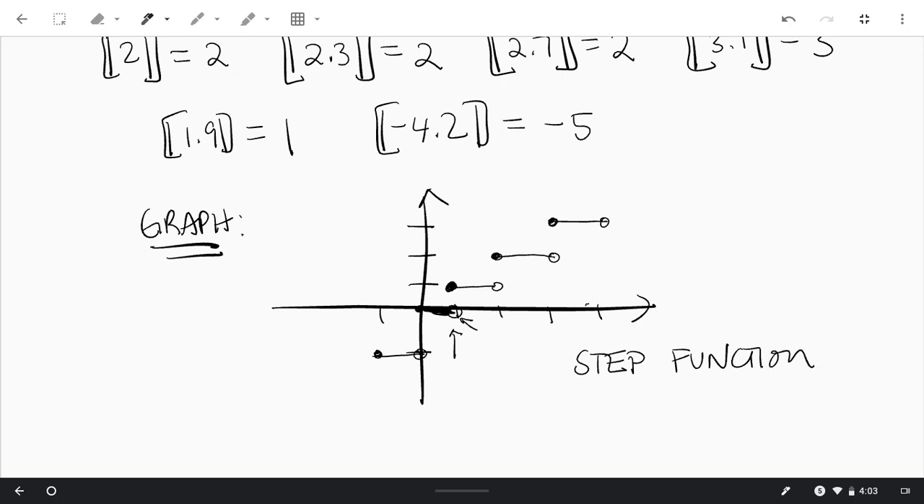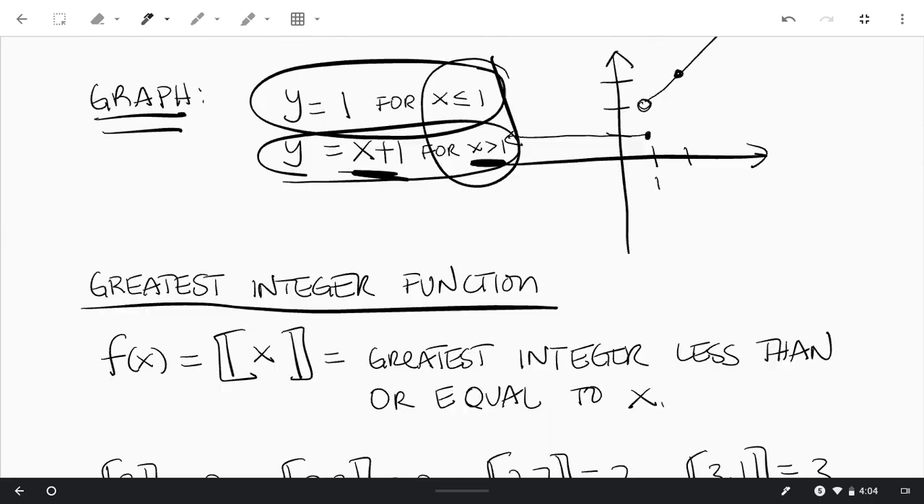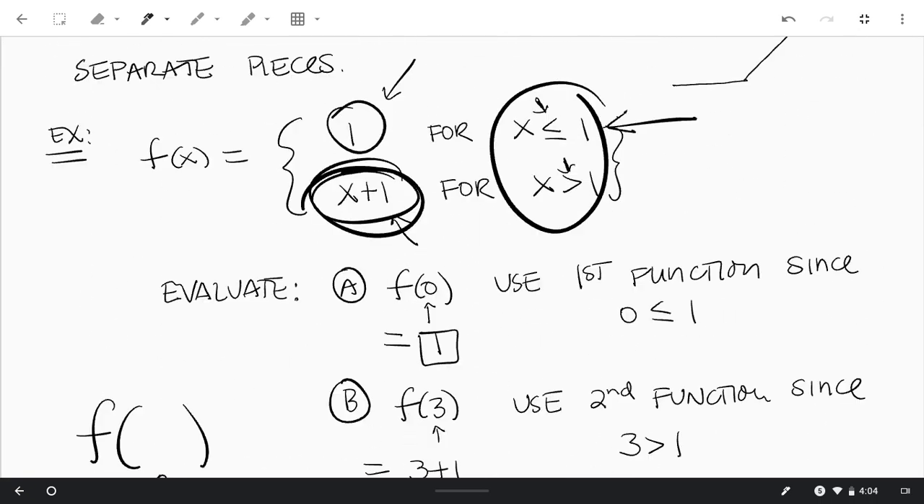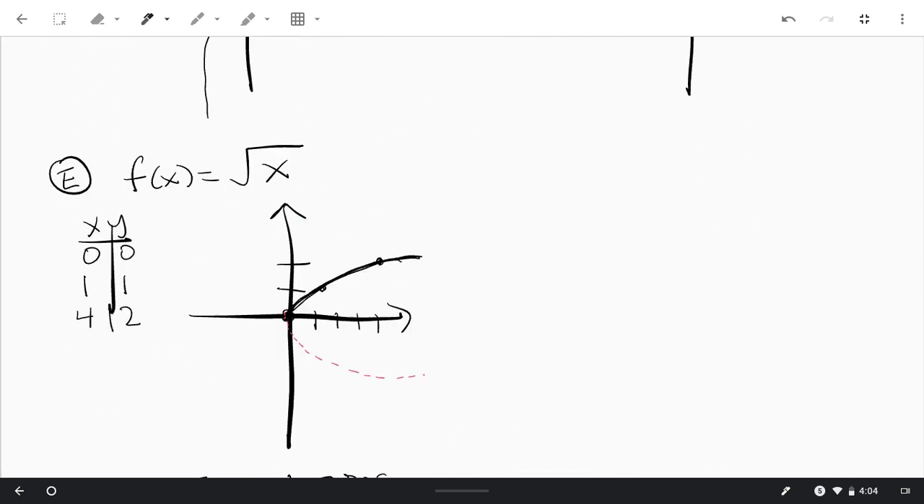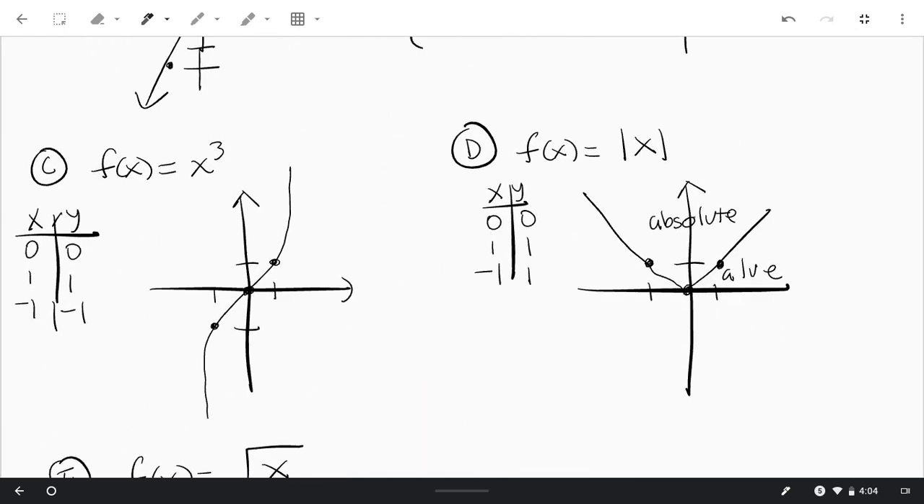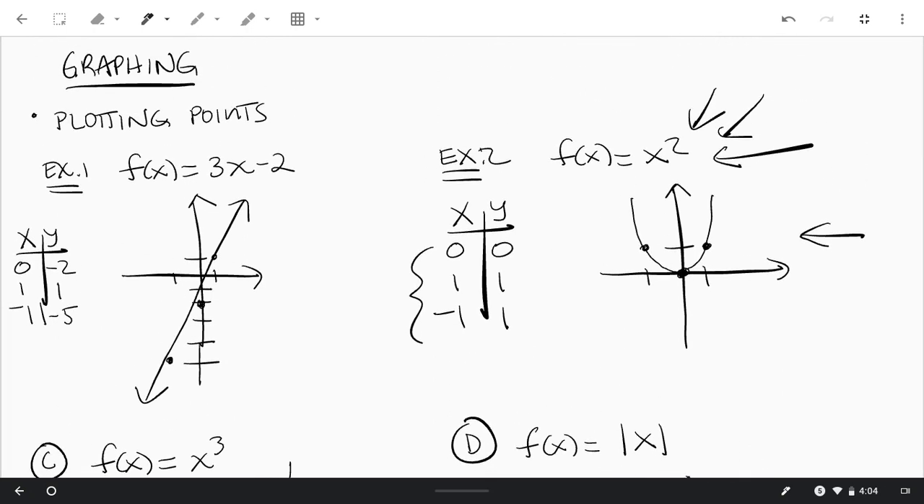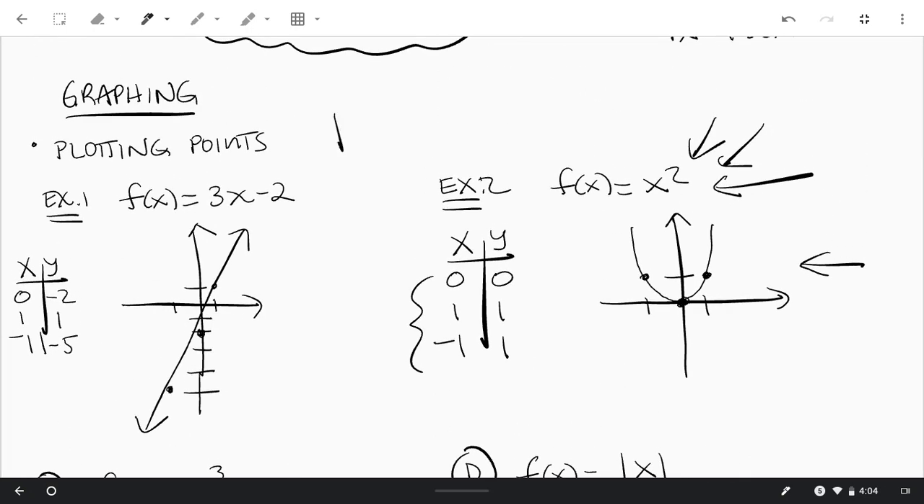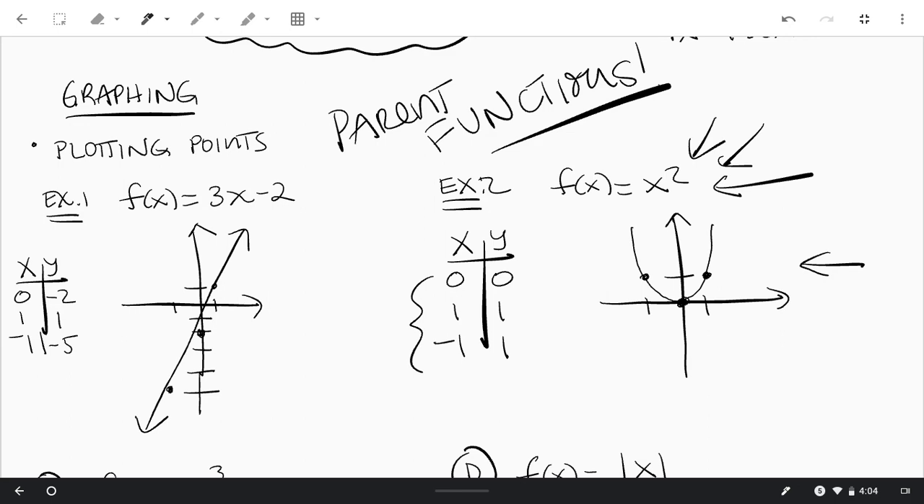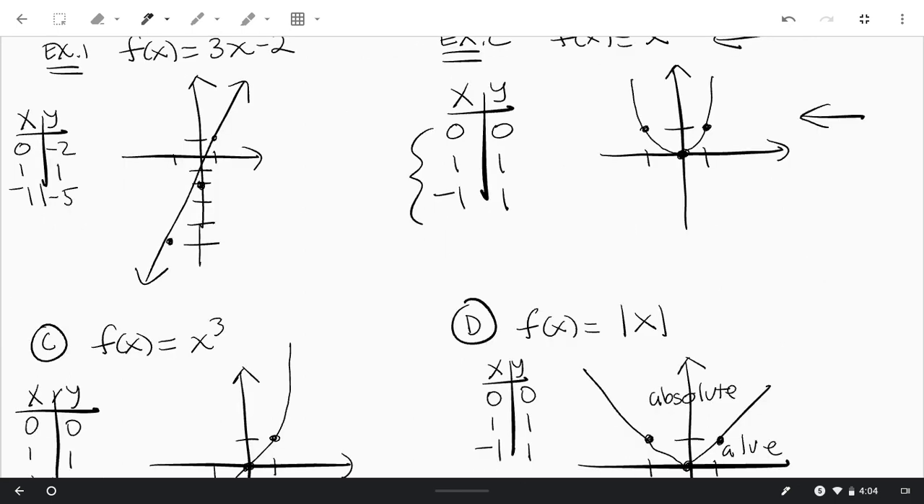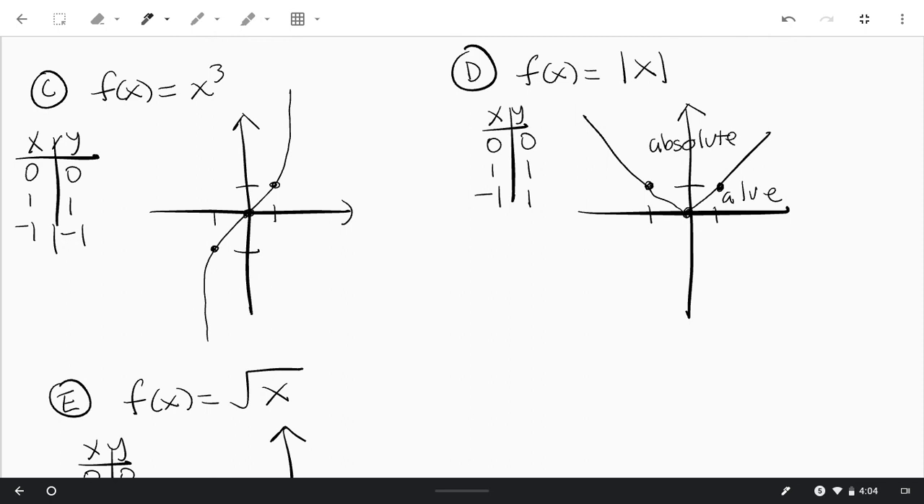These are just some functions you'll need to know about, but that's basically it. As far as what you really need to make sure you have down for the next section, again, these basic graphs right here, these parent functions. Make sure you have these parent functions down for the next section. That is it.